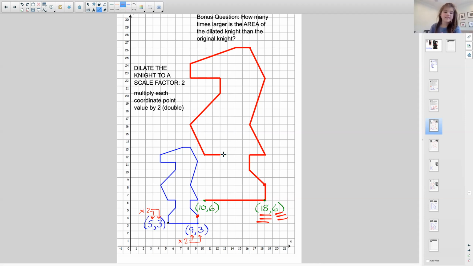I didn't quite get the coordinates for 8, 16. Can you repeat them? You bet, sweetheart. So what happened, Victoria, I first had to look at my points 5, 6. When I doubled my 5, I got 10. And when I doubled my 6, I got 12. So the coordinates are 10, 12.